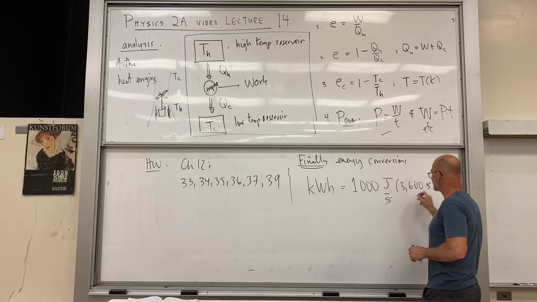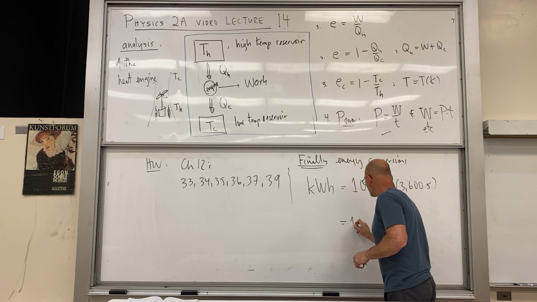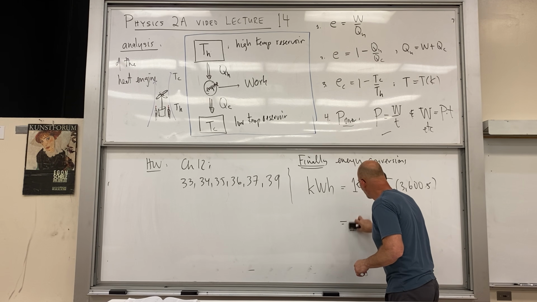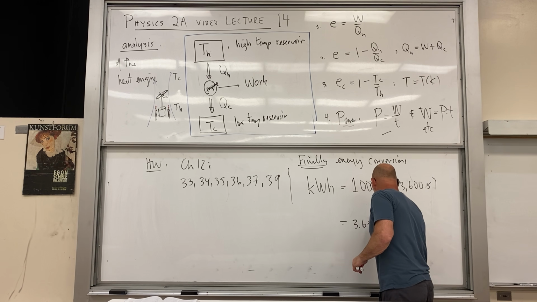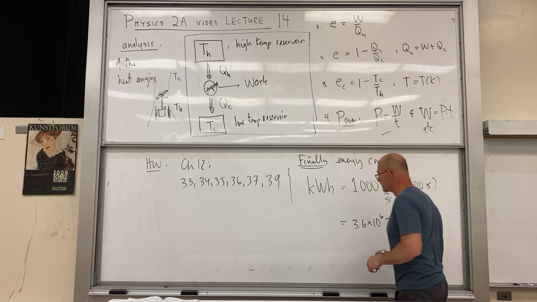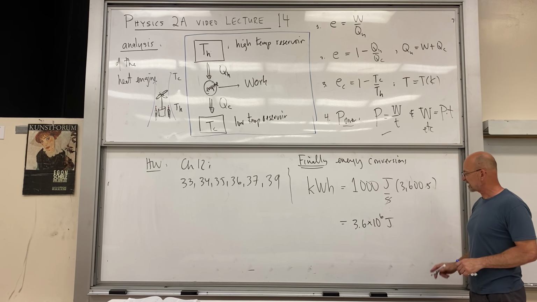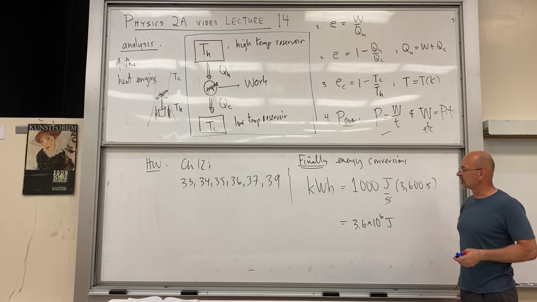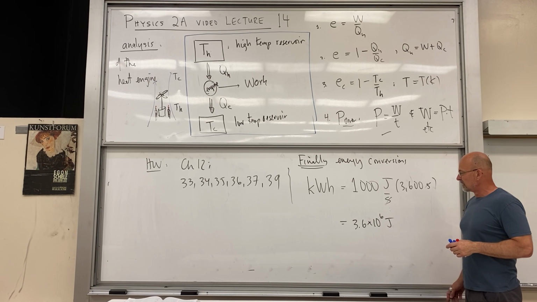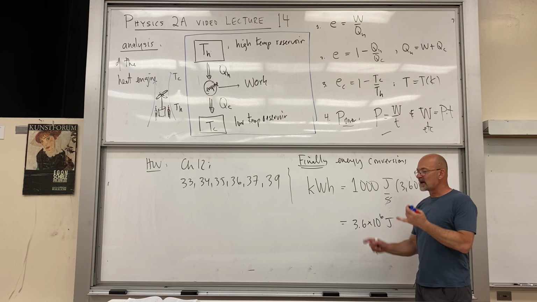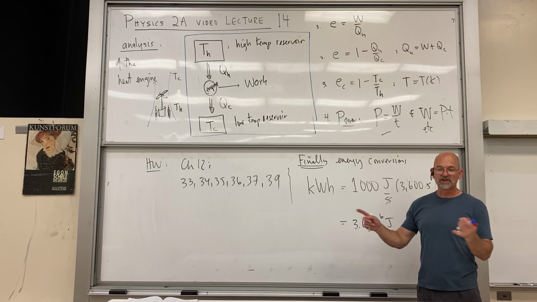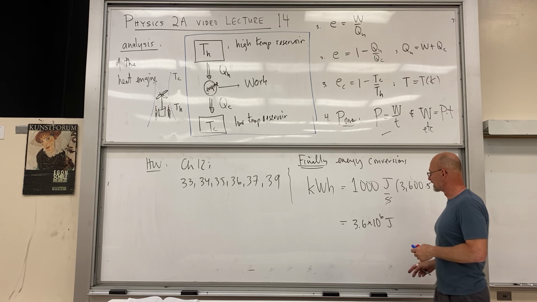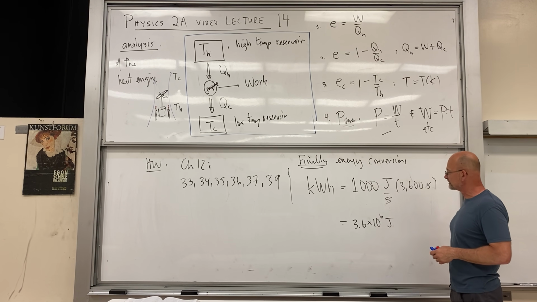The seconds cancel, so a kilowatt hour is 3.6 times 10 to the 6 joules. So it's just a number, you use scientific notation. So you can figure out how many kilowatt hours you pay, how many kilowatt hours a whole city pays, a whole nation pays or uses. So that's just an energy quantum.